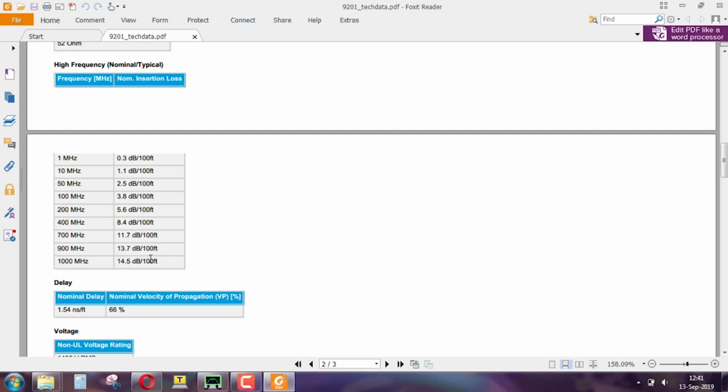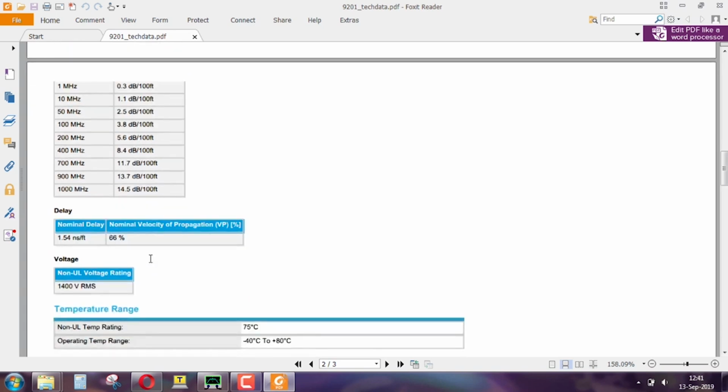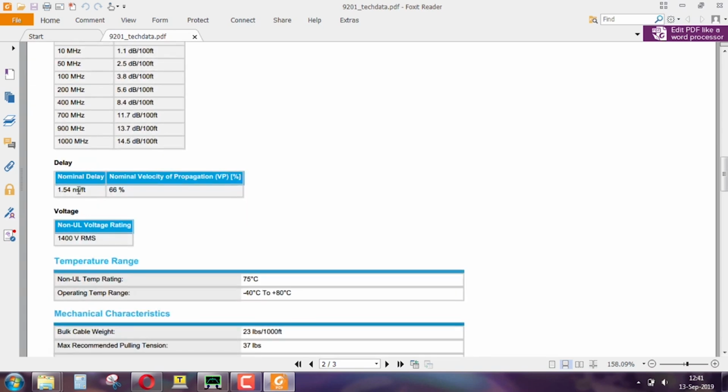So, the lesson here is, as you start having higher frequencies going through these cables, the losses will typically become higher. So, this also means that a transmission line which worked for low frequencies need not necessarily work for very high frequencies. So, the general rule is, as your frequency increases, the loss increases. That is the general rule that we are seeing over here. Again, the delay is 1.5 nanoseconds per foot, that means that it is about 66% of the speed of light, that is 2 times 10 to the power 8 meters per second.